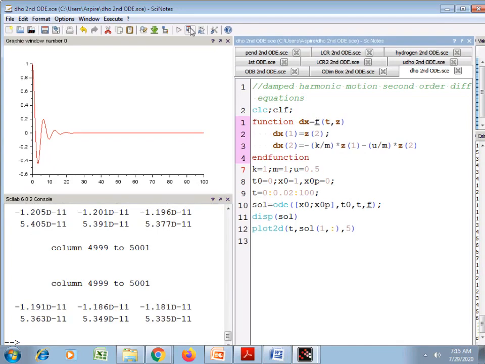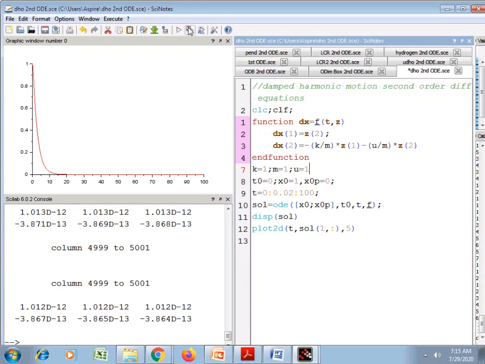If I change it to 3, you can say it is the over damped case. If I take it equal to 1.85, this is like critically damped. So you can change any value of these constants and you will get different results.